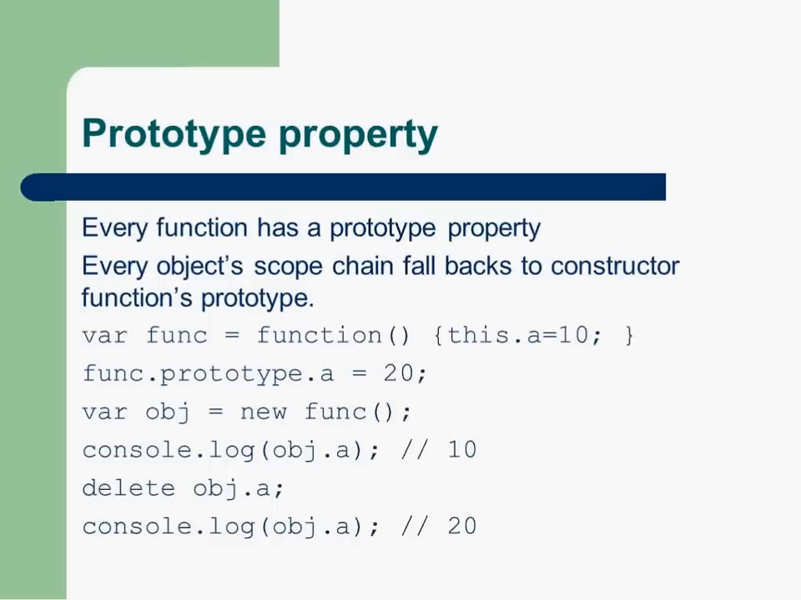Then in the next line, we delete object.a. This is the way we delete any property of an object in JavaScript. We remove that key from that hash map. So now object.a starts pointing to the prototype property. And you need not say object.prototype.a, it's just object.a. So it looks like a property of the object, but actually it's not. It's a property of its parent, the constructor function's prototype.